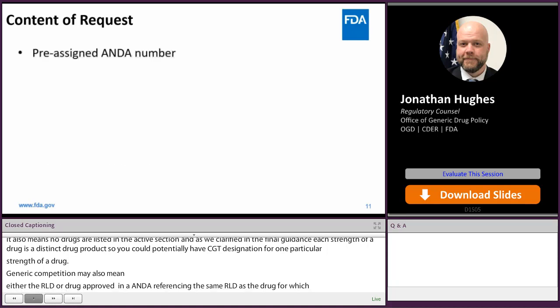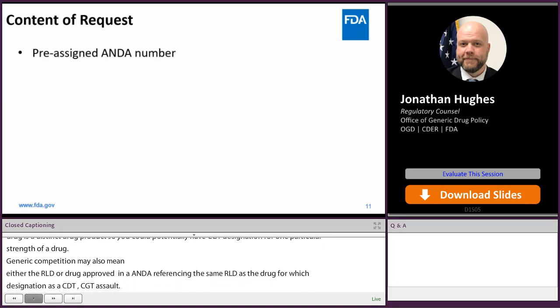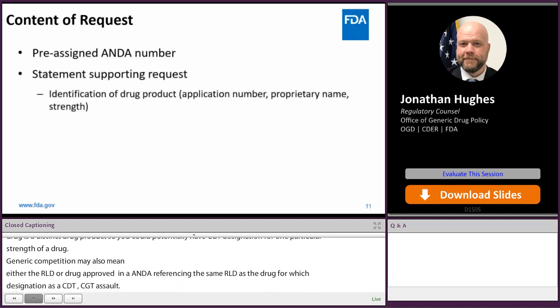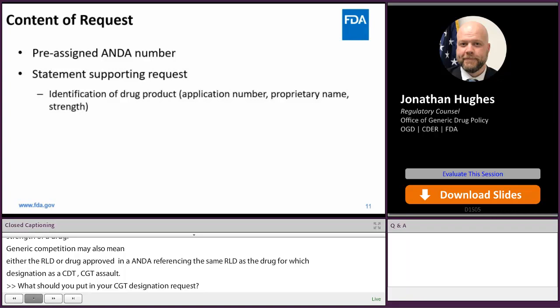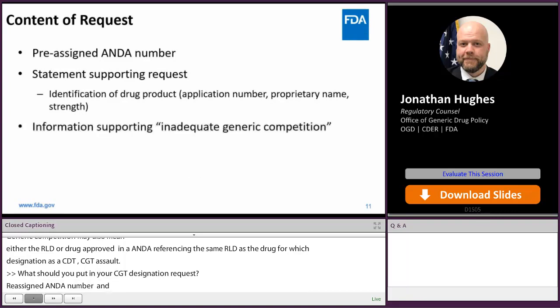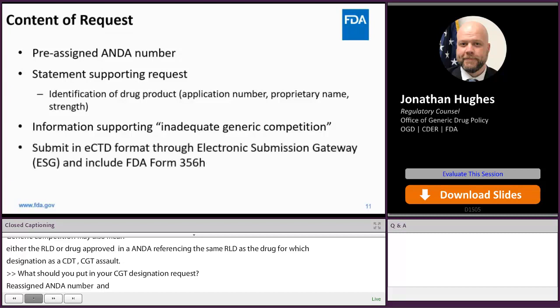Pre-assigned ANDA number, statement supporting your CGT designation request, identification of the drug product, the application number, proprietary name, and the strength, and information supporting inadequate generic competition. And it should be submitted in eCTD format through the ESG, and you should include an FDA Form 356h.